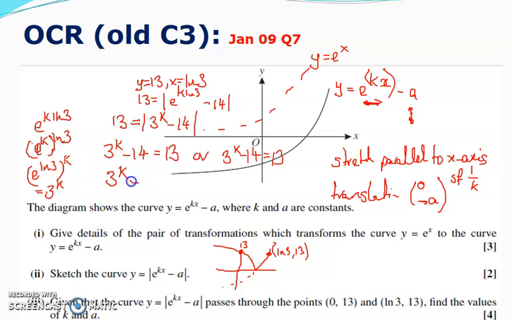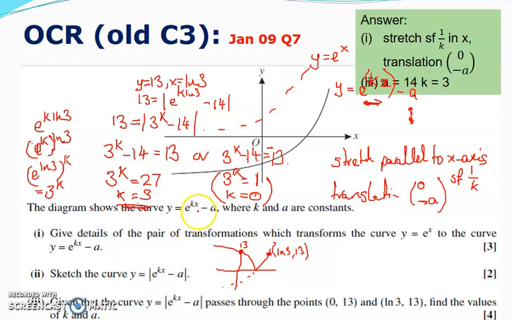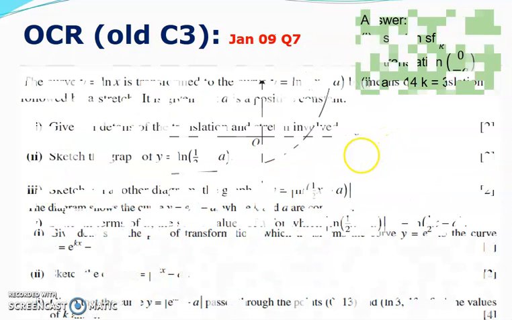3 to the k equals 27. That gives me such a nice answer. It tells me 14 was right. k equals 3. And if I try to do this, I get 3 to the k equals, well, minus 14 over gives me 1. And therefore, what k would have to be equal to 0. And I don't think that's going to give me a proper answer either. So I think the answer is k is 3 and a is 14. I've got the answer in this one, so it worked.